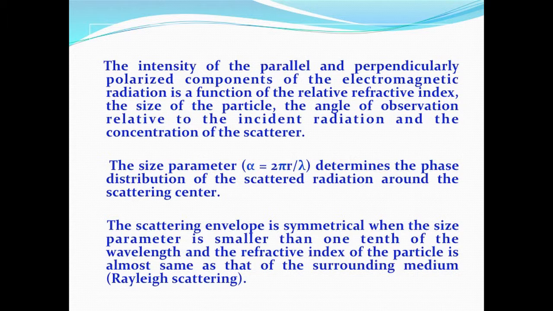So, basically the size parameter, if we assume that it is of spherical shape, then I can say this alpha is equal to 2 pi r upon lambda. This is the size parameter, which determines the phase distribution of the scattered radiation. The scattering envelope is symmetrical when the size parameter is smaller than 1/10 of the wavelength. This is a very important concept.